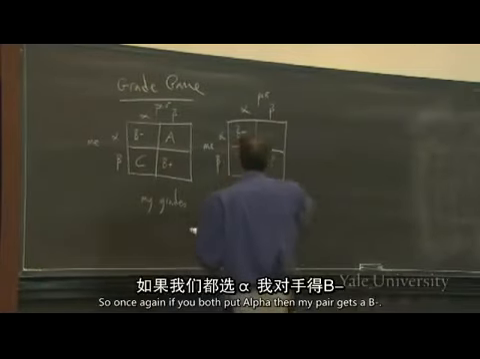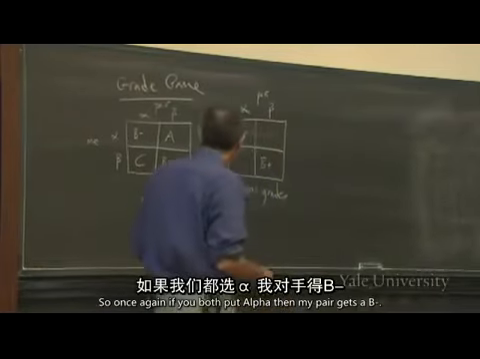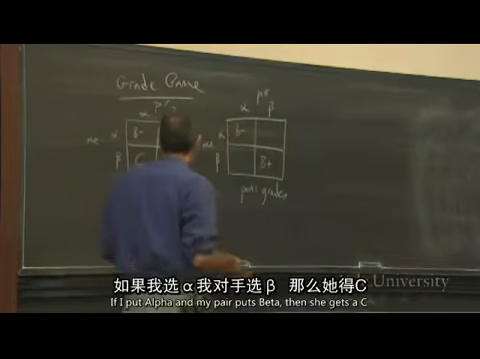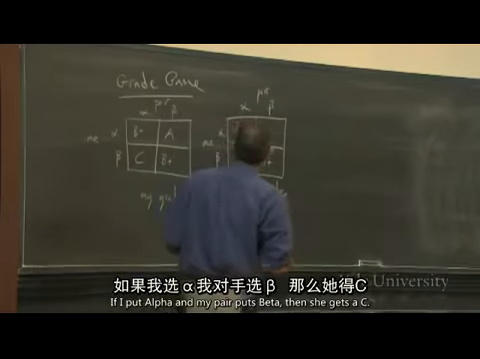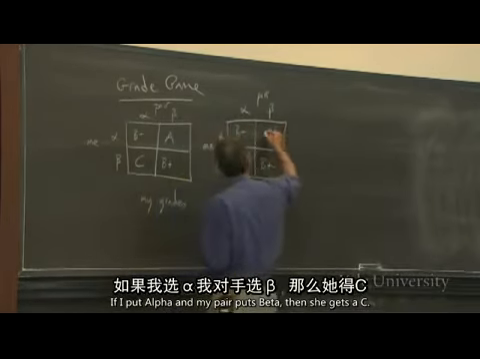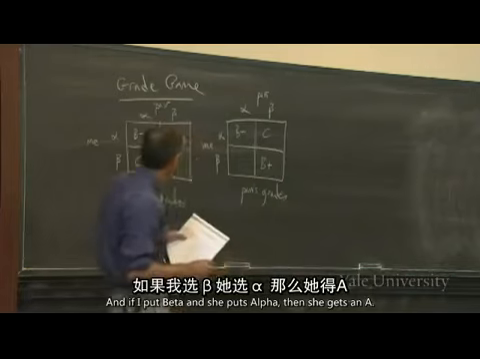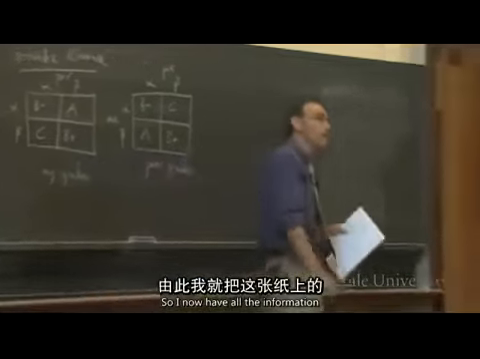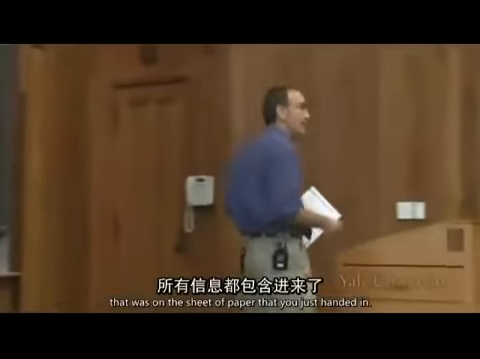All right, so once again, if we both put alpha, then my pair gets a B minus. If we both put beta, then we both get a B plus, or in particular my pair gets a B plus. If I put alpha and my pair puts beta, then she gets a C. And if I put beta and she puts alpha, then she gets an A. All right, so I now have all the information that was on the sheet of paper that you just handed in.